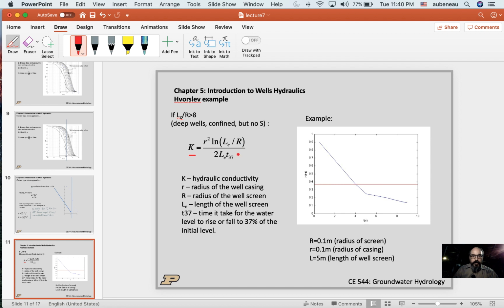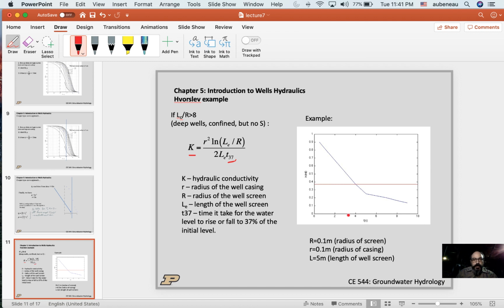And then at the bottom we have 1 over time, which is also what we had before for the falling head piezometer, for everything we've seen, right? Now this time here is the key for the Vorslev method. So T37, right? This is the time at which the water level is 37% of the original.